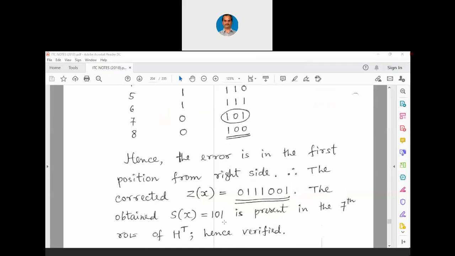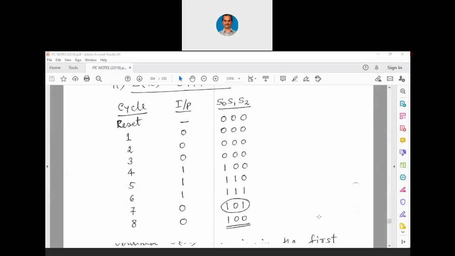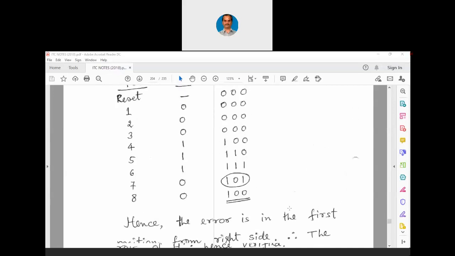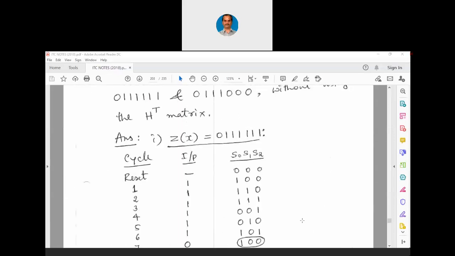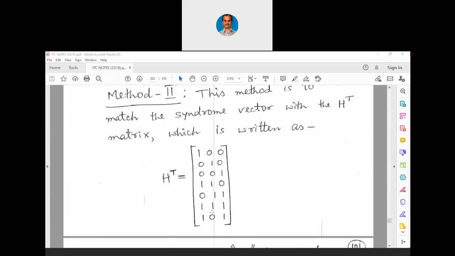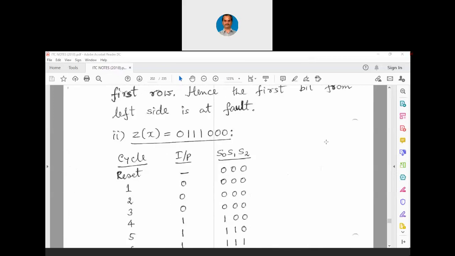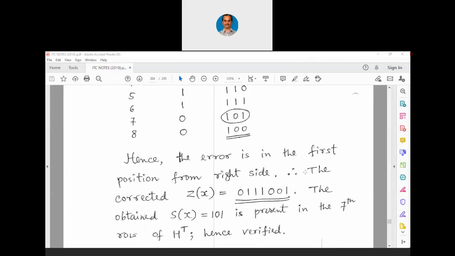The obtained s of x, 101, is present in the 7th row of H transposed. You can see here, it is in the 7th position. That means 7th position from the left side or first position from the right side. So that way, finally it is verified. Now, the question is, what is so special about this 100?